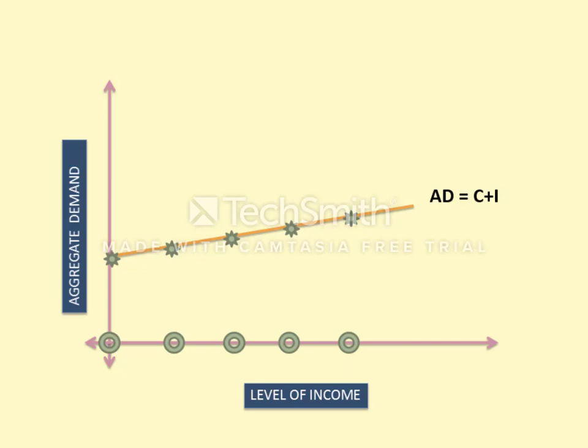Important point, however, to be noted here is that the slope of the aggregate demand curve is less than 1. That is, as income rises, we do not spend 100% of our rising income on consumption as we save some portion. And therefore, the slope of the aggregate demand curve is rising but gentle and not steep.